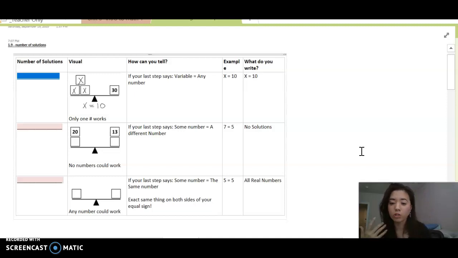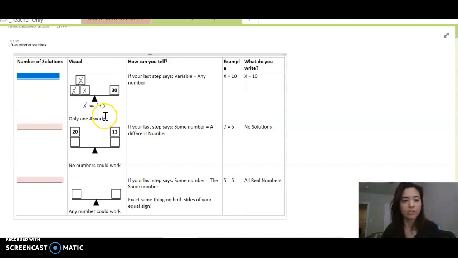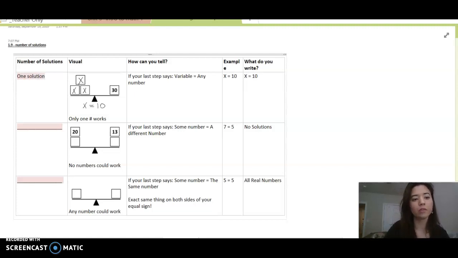So remember, a solution is something that makes it true. And you can have three different options here. You can have one solution, you could have no solution, or you could have an infinite number of solutions. So the first one we're going to talk about is when we have one solution.